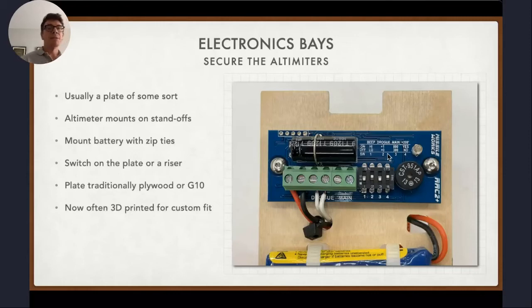I strongly prefer zip ties for mounting the batteries. I know some people like to use battery holders, but I think it's just another source of failure. So I use zip ties for them. And I generally put the switch right on the plate itself with an arrangement so that you can see the switch mechanism through a hole. And nowadays, you'll see a lot of really slick bays made custom for rockets and the electronics and 3D printed. So that will probably be more common in the future.